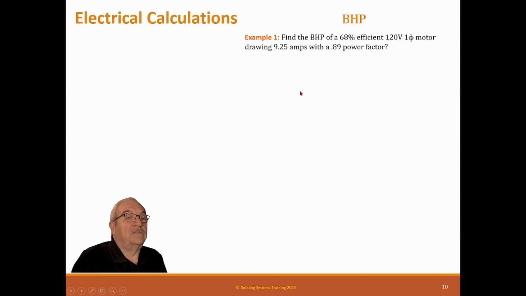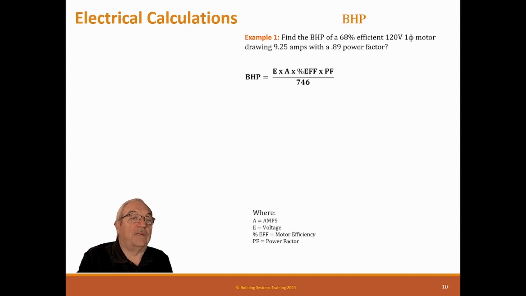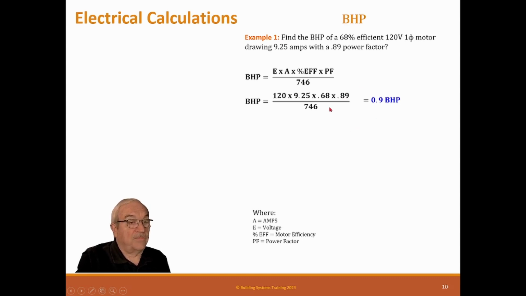All right, let's do a calculation here. An example. Find the brake horsepower of a 68% efficient 120 volt single phase motor drawing 9.25 amps with a 0.89 power factor. So voltage times amps times percentage efficiency times power factor. That would be 120 volts times 9.25 amps times 0.68 efficiency, which is reasonable for a small motor, times 0.89 divided by 746, which is 0.9 brake horsepower. So it's a fractional horsepower motor.